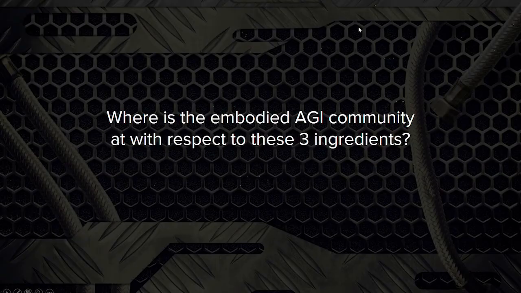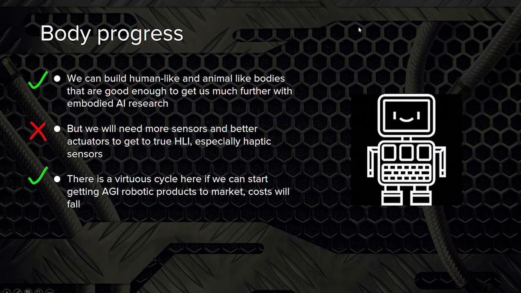Okay, so that was all sort of in theory, and I just wanted to give you a quick overview of where we are in the AGI community with respect to these three ingredients. So, okay, first, the progress on the body. We can build human-like and animal-like bodies that are pretty good. They've got a lot of sensors, they've got a lot of actuators, and actually even that little robot that I showed that sits on my desk that looks really janky and stupid, that thing has a lot more sensors and actuators on it than the AI we build can even use now.